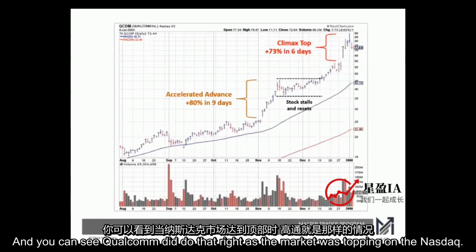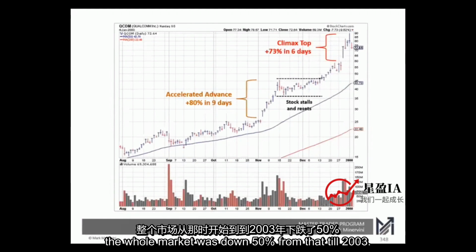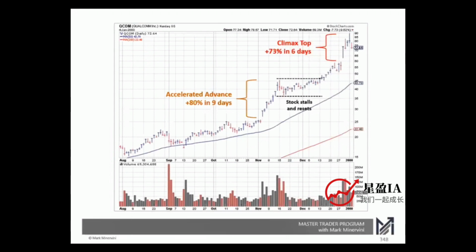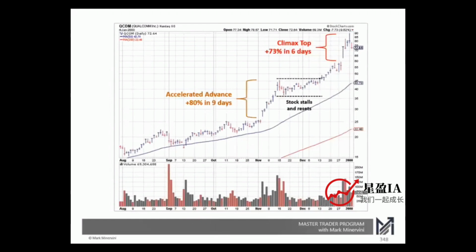And you can see Qualcomm did do that right as the market was topping on the NASDAQ. And then the whole market was down 50% from that until 2003. So it's just something to keep in mind when they anoint this one stock king of the market. When the king is ousted, then it's over for the market. And even a handful. You could have a handful of them, right? You could have a few.